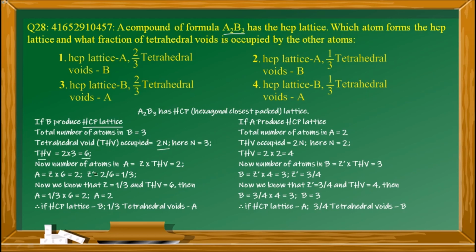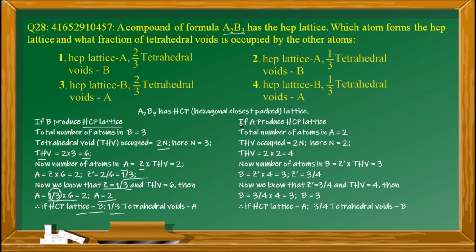Okay, no problem. Now the number of atoms in A, let's say Z, we don't know. THV is 2, so Z into 6 equals 2. Z equals 2 by 6, that is, Z equals 1/3 and THV is 6. Just substitution. So if you bring this Z here, then A is 1 by 3 into 6 equals 2. That is, A is 2. So 1/3. Based on this formula, the fraction of tetrahedral voids occupied by A is 1/3.